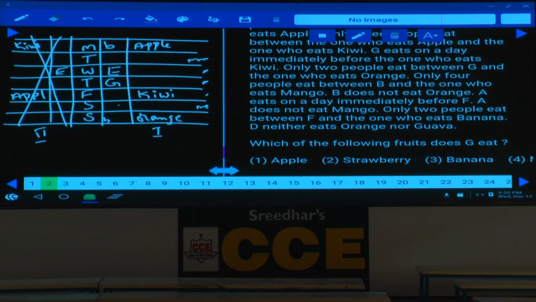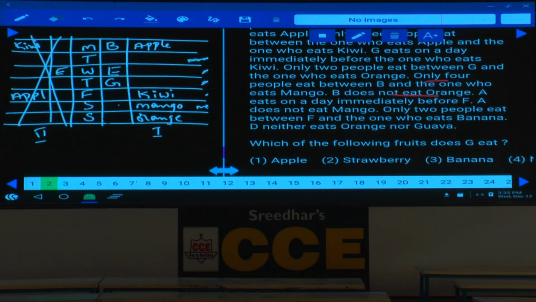So how many possibilities do we have? 2 possibilities. But B does not eat orange, clearly given. As B does not eat orange, B cannot be at this place. Then where should B be? B must be on Monday. As B is on Monday, between B and mango there must be exactly 4 people: B is here, 1, 2, 3, 4. Hence the one who eats mango is on Saturday.